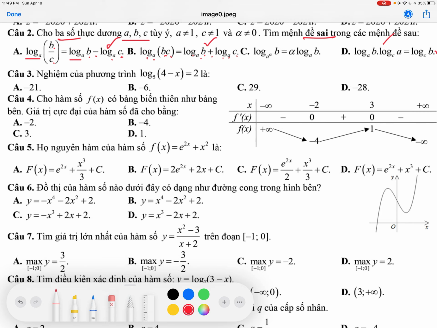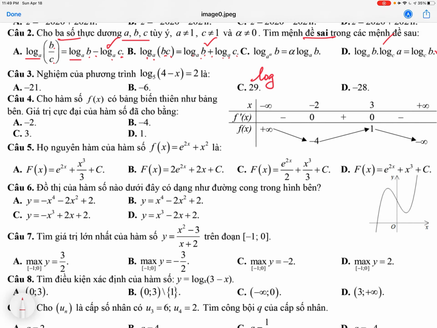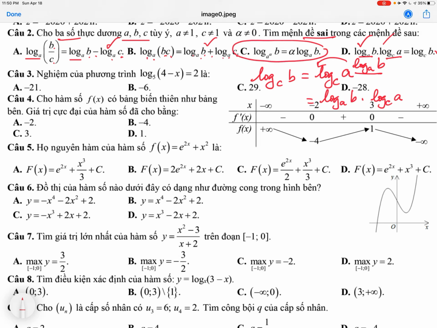So log base c of b, we write b as a raised to log base a of b, and then we bring this thing outside to here, so then we get log base a of b times log base c of a, which is this one. So this is also correct. That means of the 4 choices, this choice is wrong.